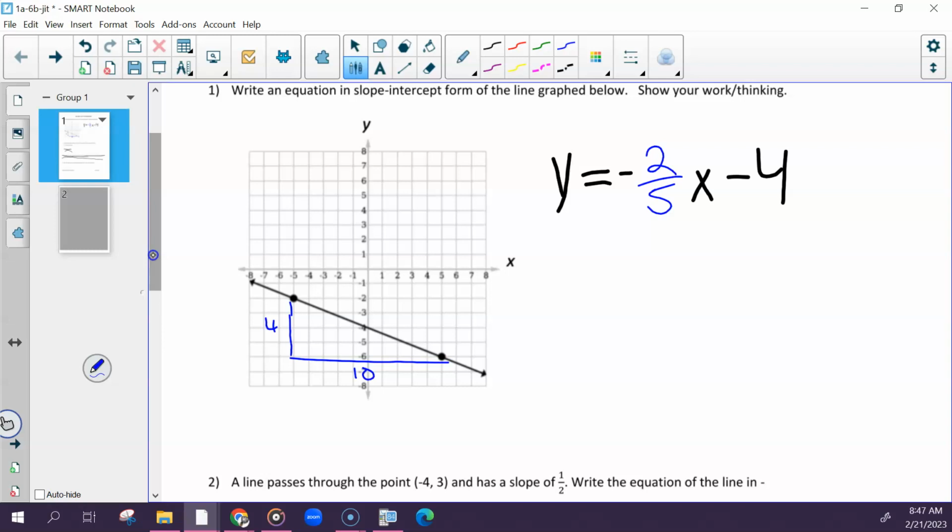Make sure you're being careful. And you could have done this a couple different ways. You had a graph, so you could have just counted your slope and y-intercept. Or if you wanted to do it algebraically, you had your 2 points. You could have found what those 2 points were, -5, -2, and 5, -6. Found the slope that way, and either found the y-intercept from your graph or did it algebraically. Questions on 1?